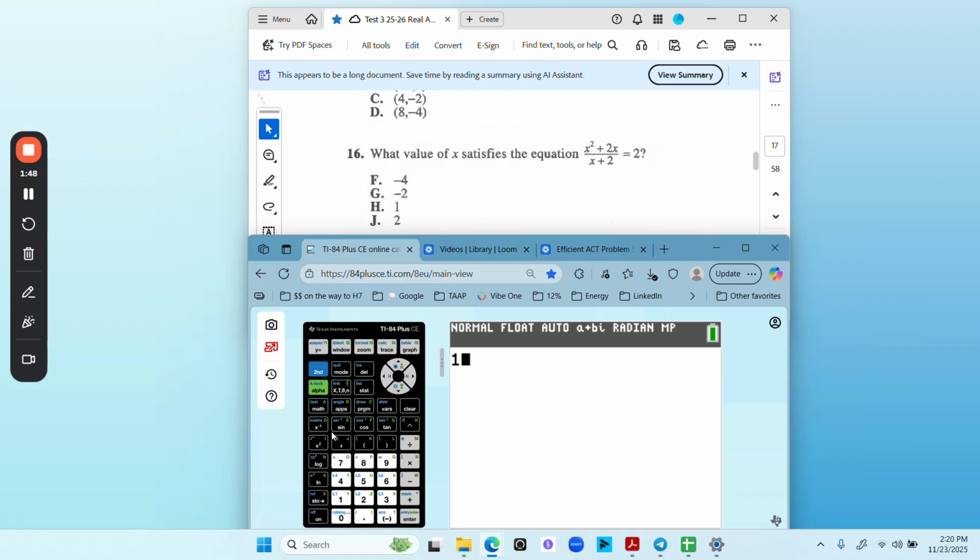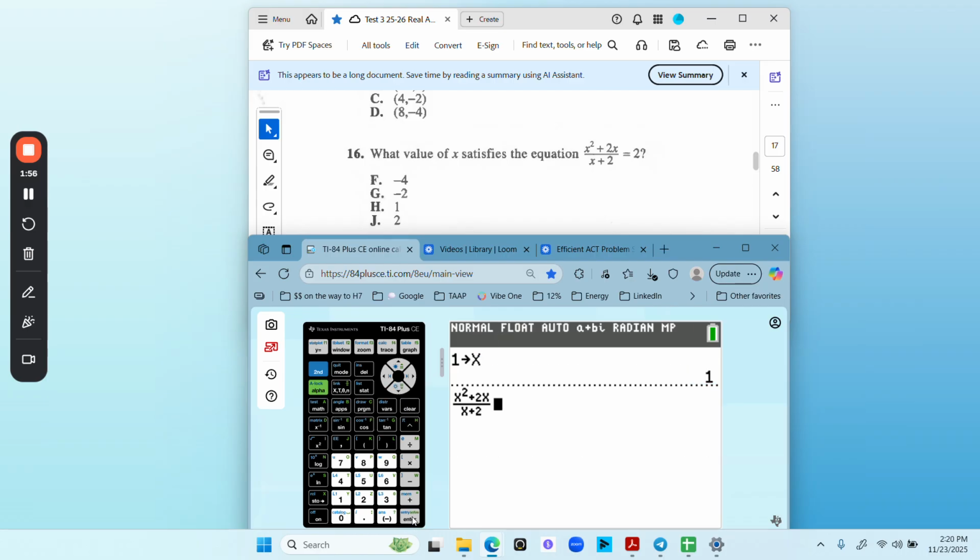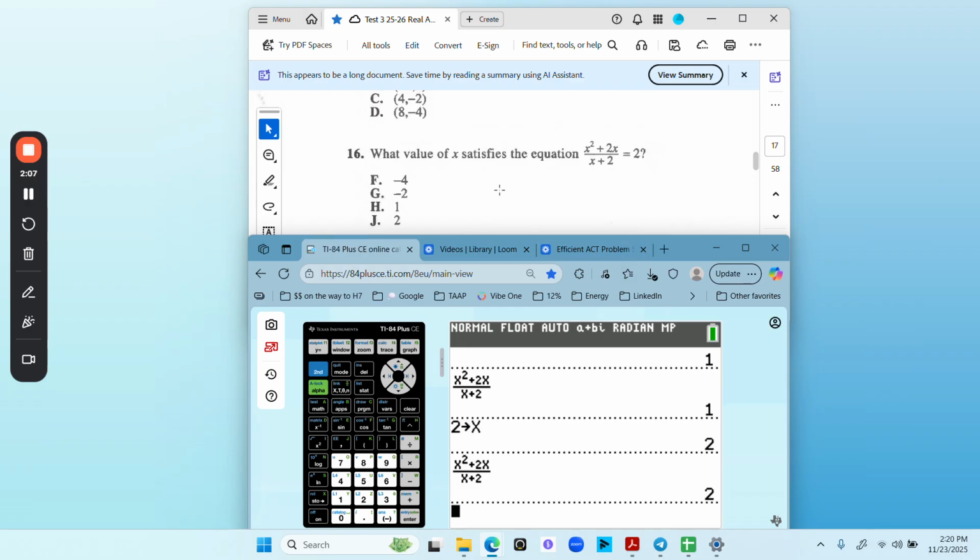-2 was wrong. We're going to try 1, store to x. And I can still go up and get the previous problem. I got 1, so obviously 2 has to be the right answer. 2 store x, and that was the right answer.